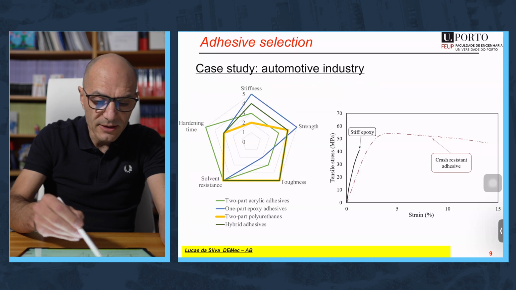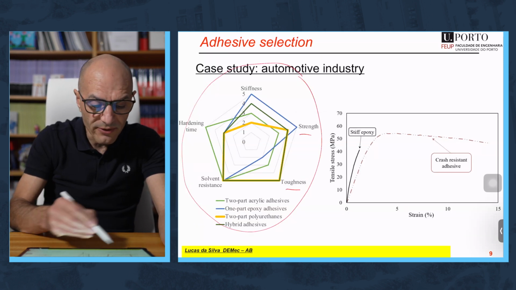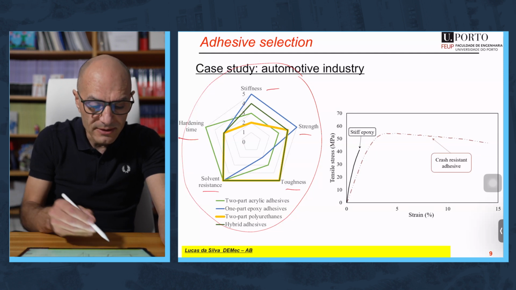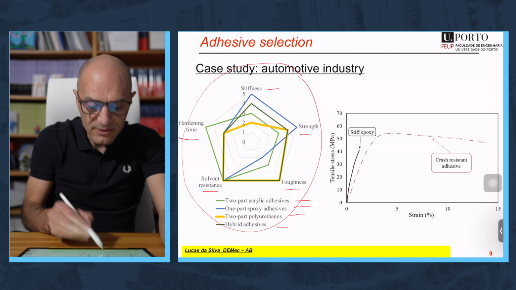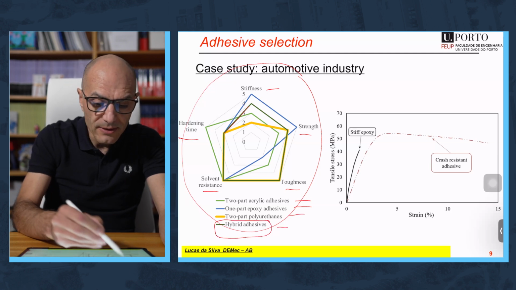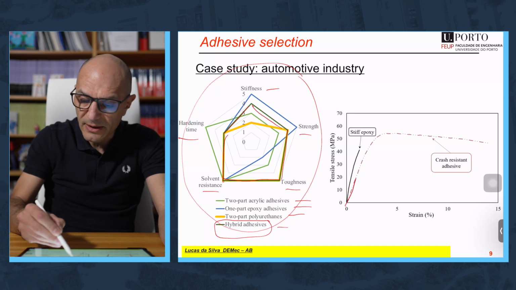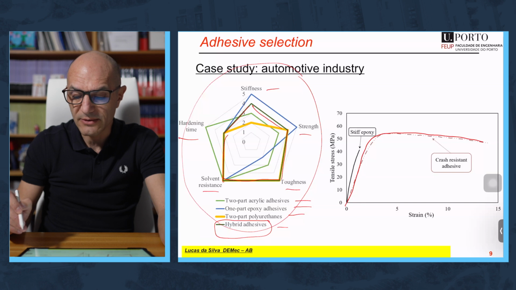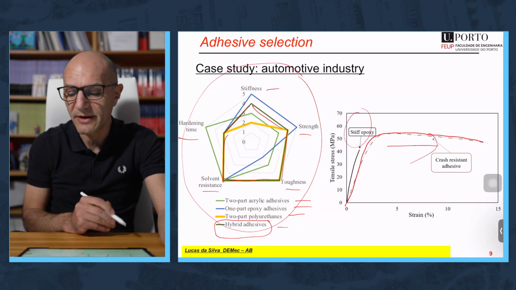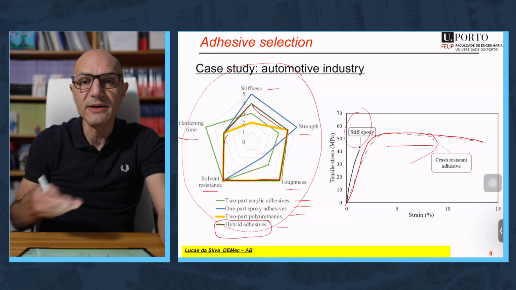We have here in this chart a summary of the previous points in terms of strength, toughness, solvent resistance, hardening time, stiffness, and this chart represents how several types of adhesives behave. And the best one is this one, a hybrid adhesive, this green part, which is typically a crash resistant adhesive. It's very strong, as a stiff epoxy, but it has a very, very high elongation, which makes it very suitable for crash situations.